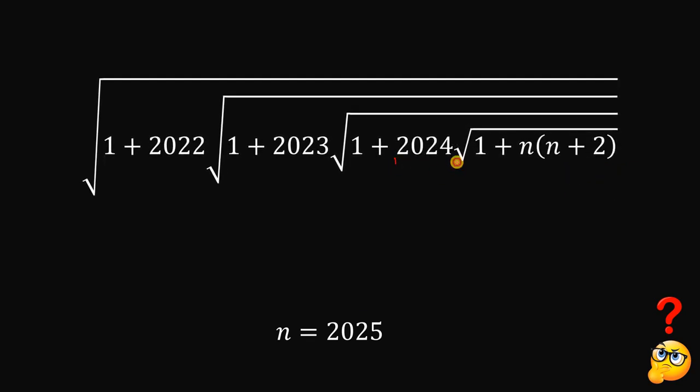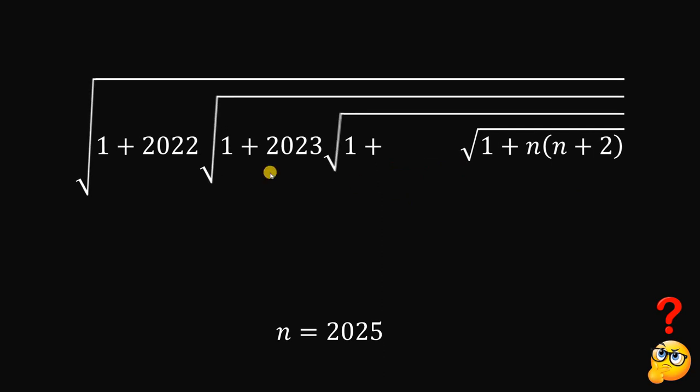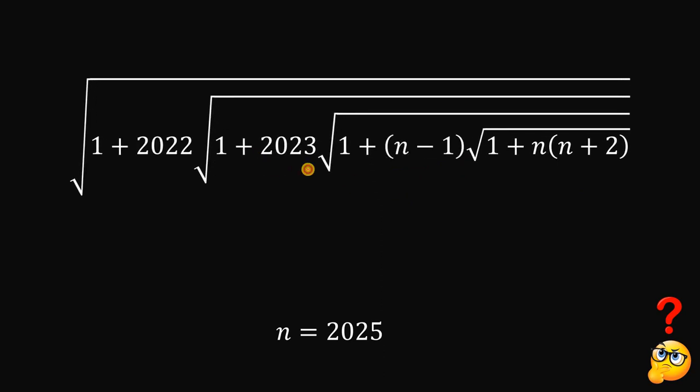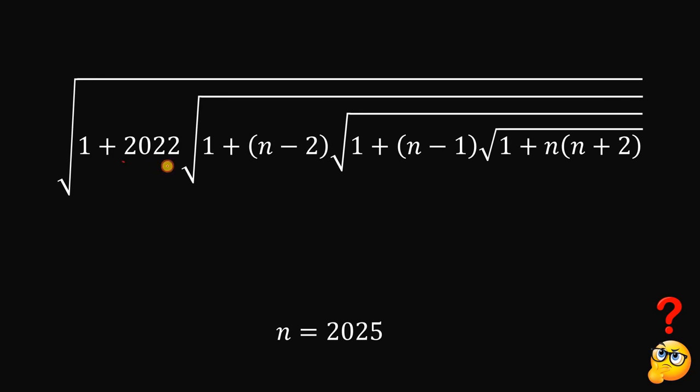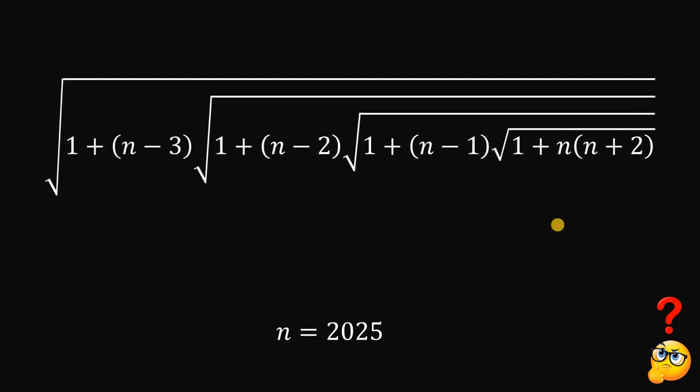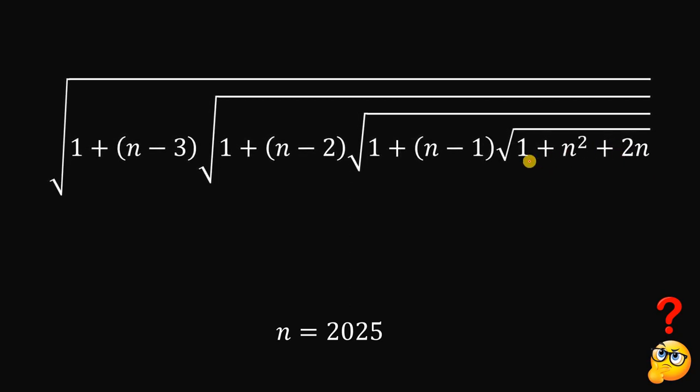Now, 2024 is just 2025 minus 1, or just n minus 1. 2023 is just 2025 minus 2, or just n minus 2. Finally, we have 2022, which is n minus 3, because 2025 minus 3. Now, let's focus on this product. Right over here, we have n multiplied by n plus 2. Now, if we distribute the n, we have n squared plus 2n.